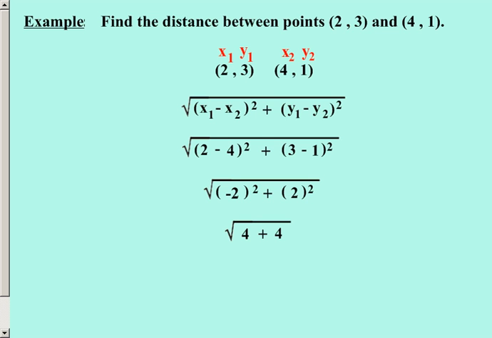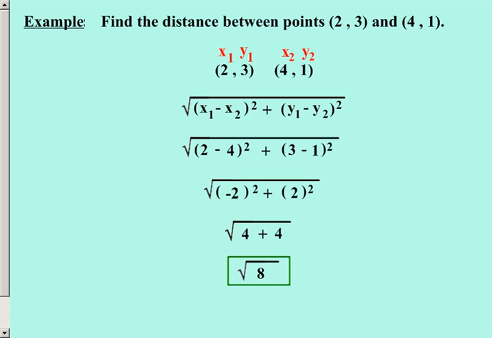The next step would be to simplify underneath the radical. 4 plus 4 is 8. Now later on this year, as we work with the Pythagorean theorem, we will learn to simplify this radical down into simpler terms. But for now, we will leave that value alone, and that is our answer. The distance from (2, 3) to (4, 1) is the square root of 8.